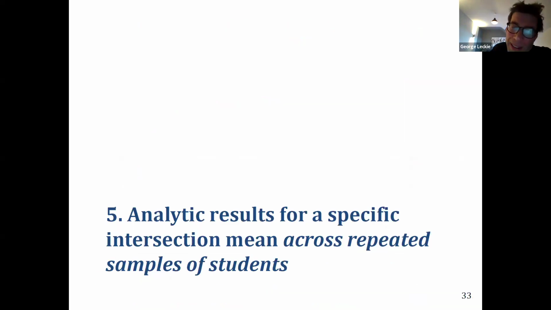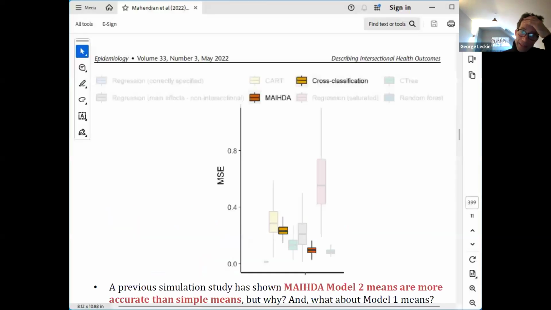Then the last bit of analysis that we do, and then I'll conclude, is we ask, well, okay, George, you show me what happens for the distribution as a whole, but what about what happens for a single specific intersection of interest, maybe intersection 37, okay?